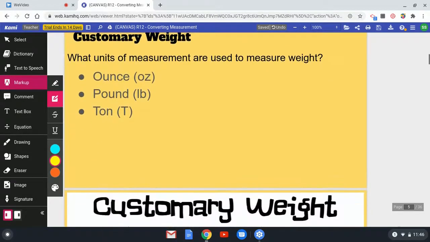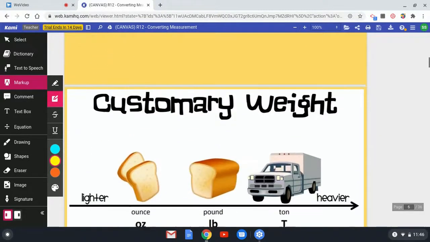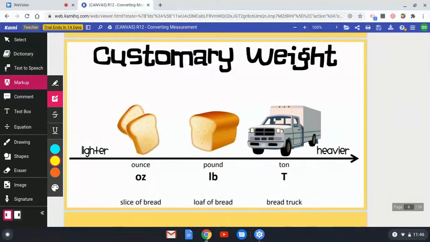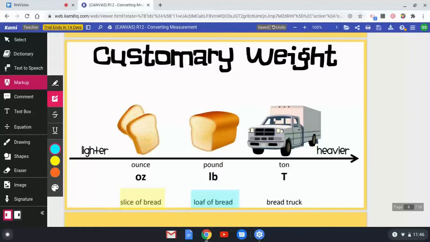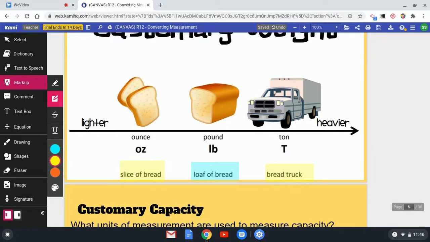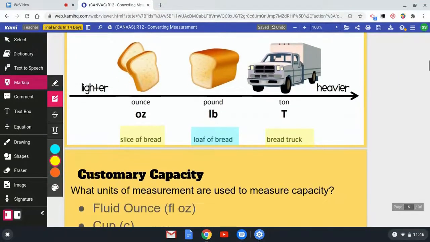Now let's talk about weight. In customary, we have 3 units of weight that we measure in: ounces, pounds, and tons. Ounces are the smallest. When you picture an ounce, a slice of bread is about an ounce. A pound then is about a loaf of bread. And then our last unit of measure is a ton. And a ton is the heaviest that we measure. And a ton is actually 2,000 pounds. So that's pretty heavy, right? That truck is probably more than 1 ton.